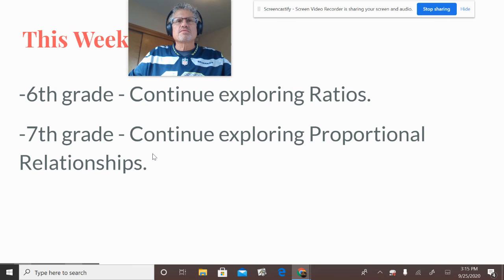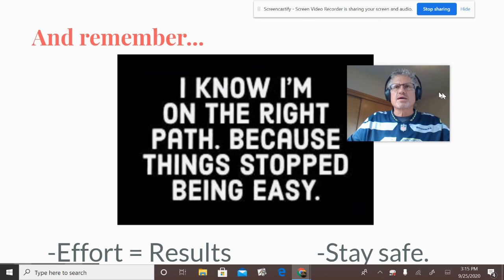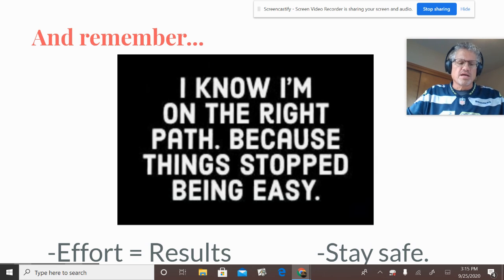I always like to end my Math Corner with an inspirational quote. I know I'm on the right path because things stop being easy. Effort equals results. That's what I teach, and that's the motto I always use in my classroom, and it guides me in all my decisions.